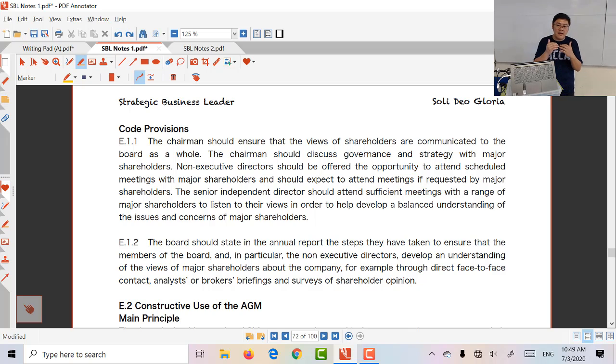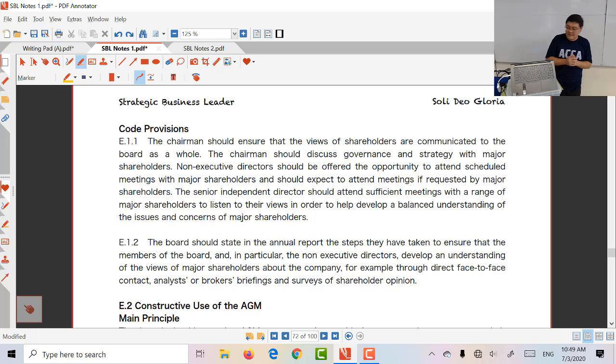Now, you see the way how the code phrased it is very practical. They say the NED should be offered the opportunity to attend meeting. Now, imagine, Sneha, you're NED. Okay, I'm a chairman. All right. Now, I just come to you and say, next week we're going to have a meeting with our major shareholder. I'm going for a meeting. That's it. You're like, wow, you're going for a meeting. Wow, major shareholder. I feel like going, but I didn't invite you. You see the difference? But now I have to invite because the code said offered.